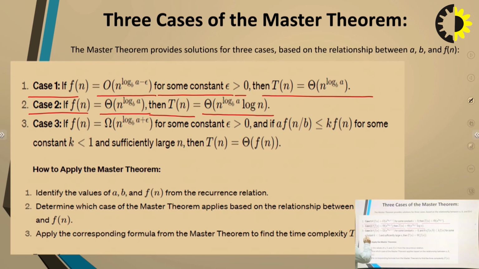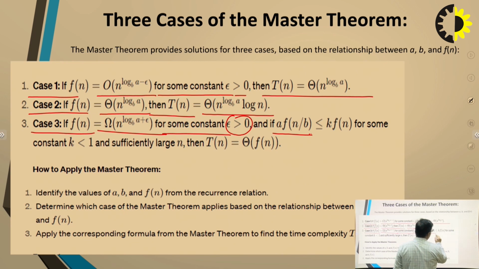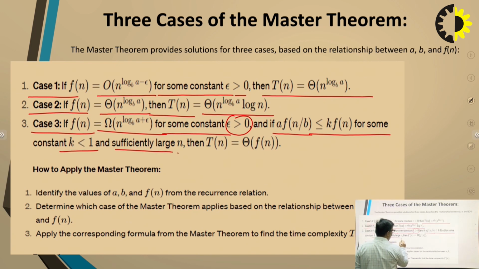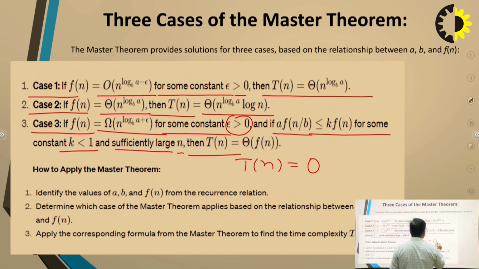And case 3: if f(n) is equal to omega of n to the power log a base b plus epsilon, for some constant epsilon greater than 0, and if a f(n by b) is less than or equal to k f(n) for some constant k less than 1 and sufficiently large n, then T(n) is equal to big theta of f(n).